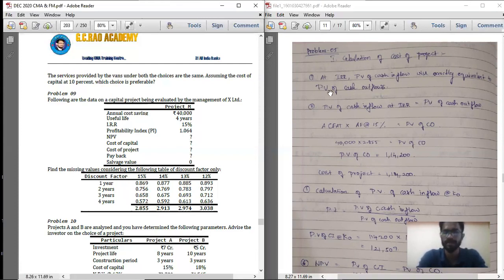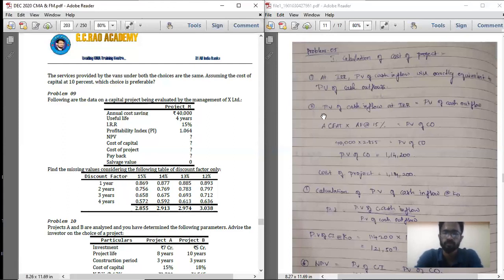Below statement number 1, record point number 1. At IRR, the present value of cash inflow will be exactly equivalent to the present value of cash outflows. Why? Because we are using present value factors to calculate IRR. When we use present value factors, you are bringing the values of all the different years to the present day value. So the present value of cash inflow will always be equal to the present value of cash outflow.